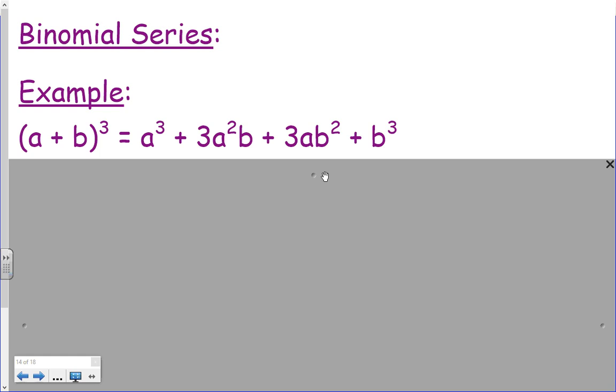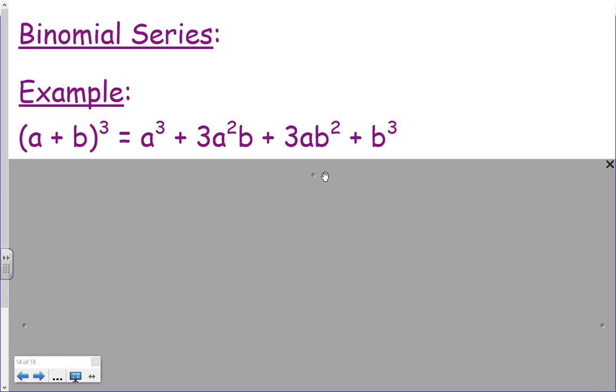So for example, if I take a plus b and I raise it to the third power, I end up with a cubed plus 3a squared b plus 3ab squared plus b cubed. If you actually multiplied that out, a plus b times a plus b times a plus b, three times, multiply it all out, add everything up, you end up with this. That's a binomial series.